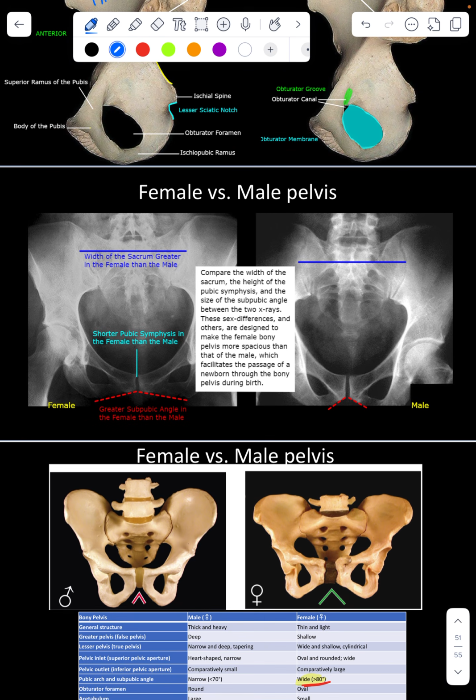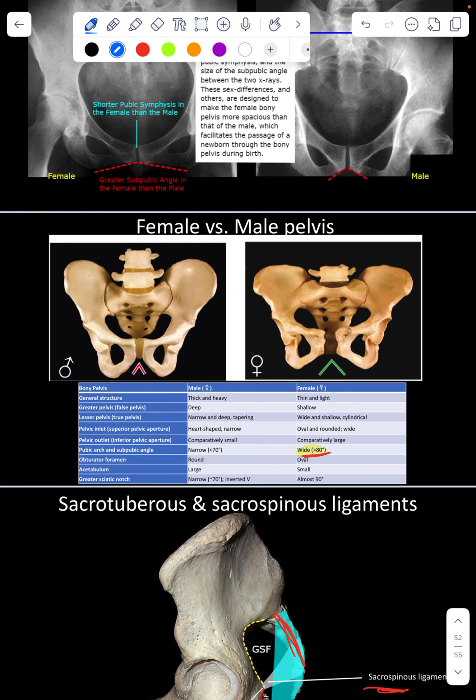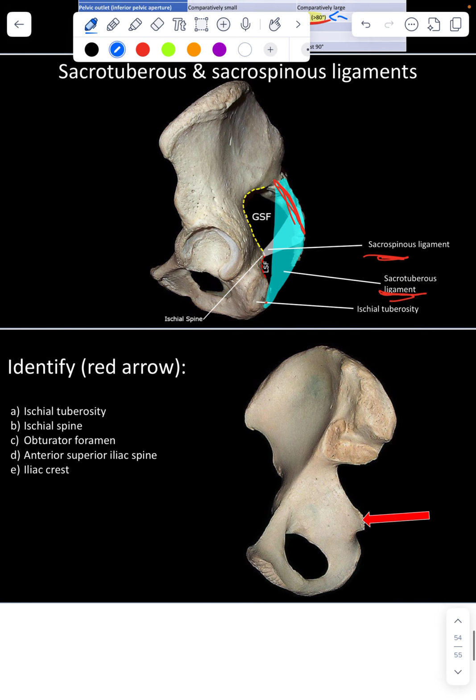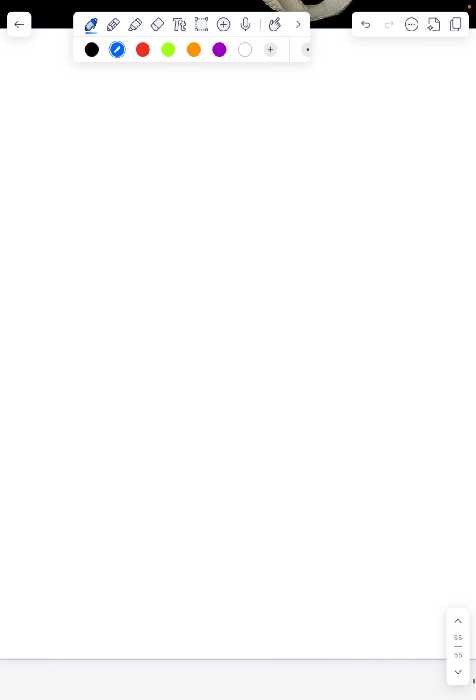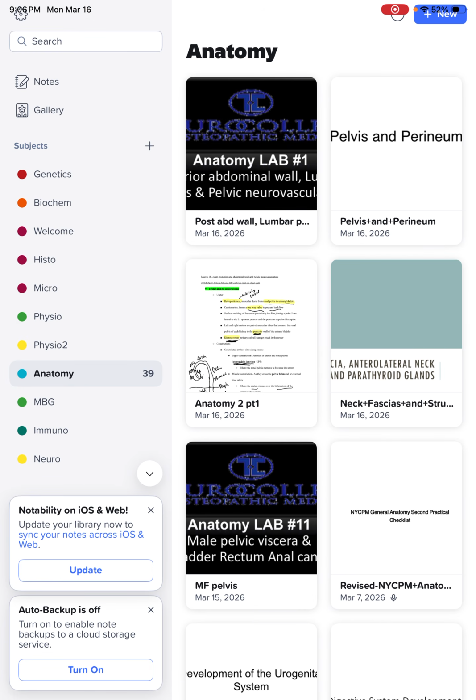And then here it's just comparing female versus male pelvis. The key thing she said is that in females it's wider and there's a bigger angle. And then what is this thing right here? That's the ischial spine. This is the greater sciatic notch. That's the lesser sciatic notch. All right, next.